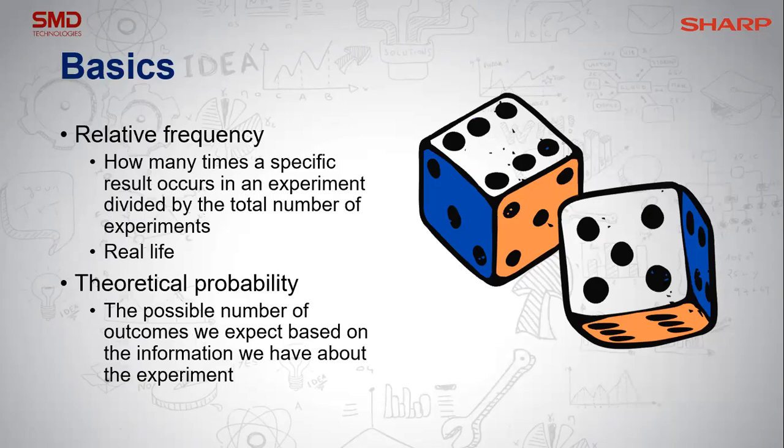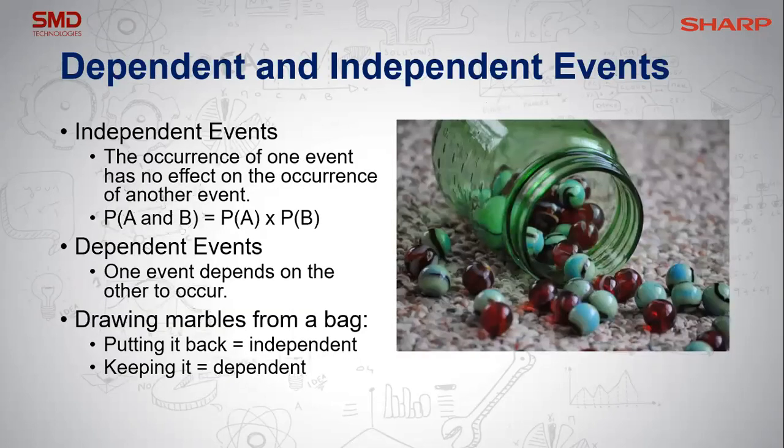Your theoretical probability is where we use the information we have about a dice, which is there are 6 different outcomes on the dice. So we expect that if the dice is not loaded, if it's a fair dice, then you would expect that the 6 would show up 1 in 6 times and the 5 would show up 1 in 6 times. That is a theoretical probability. It's what we expect the outcome to be based on what we know about the dice. Okay, so obviously the more times you do an experiment, the closer your relative frequency gets to your theoretical probability.